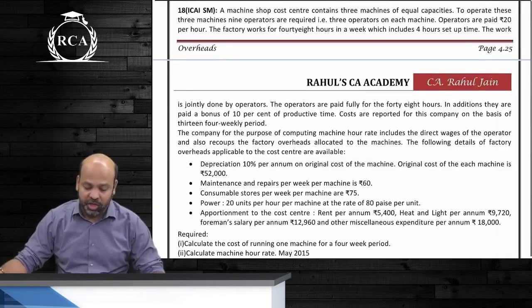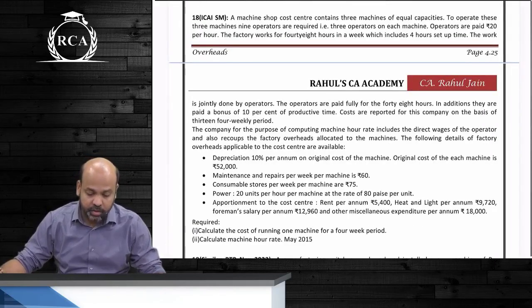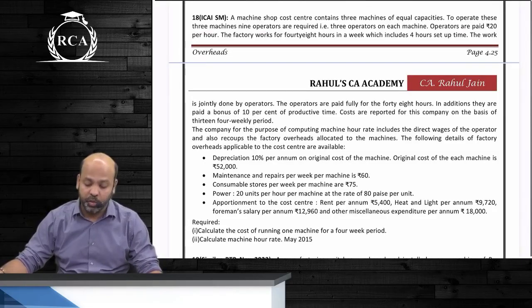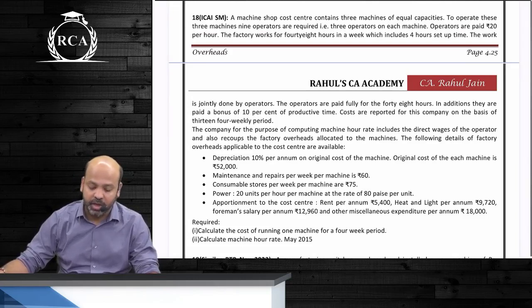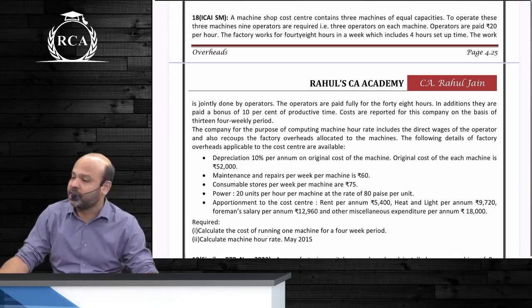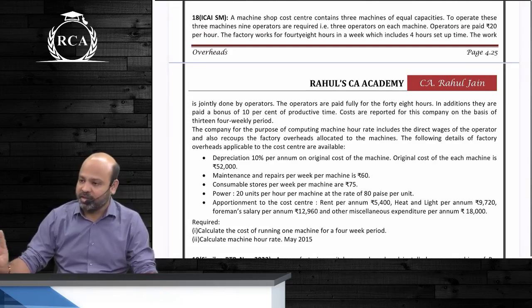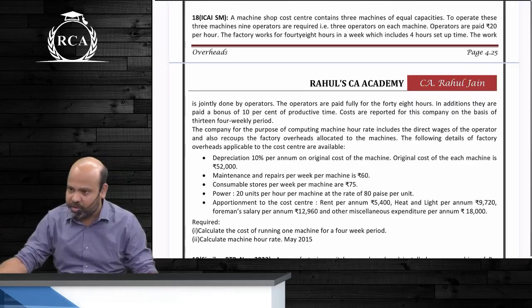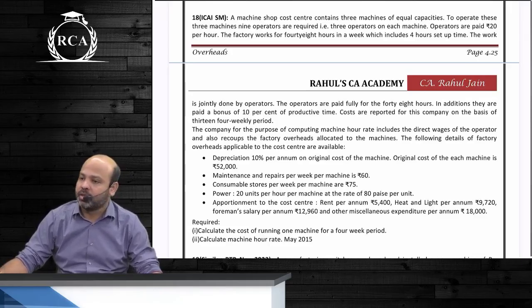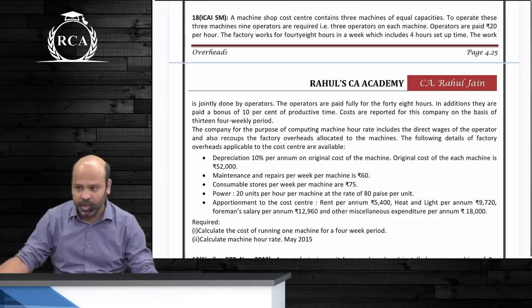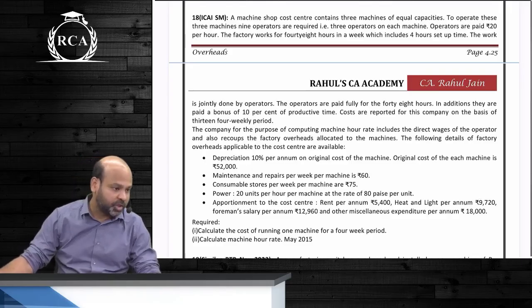It says a machine shop cost center contains 3 machines of equal capacities. To operate these 3 machines, 9 operators are required. That is 3 operators on each machine. Question is very clear, beta. 3 people have to work collectively on one machine, and if you look at the last sentence of the question, it says calculate the cost of running one machine. That means you're supposed to present cost statement, guys, for one 4-week period and one machine only.